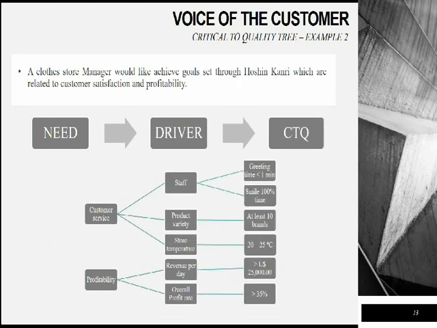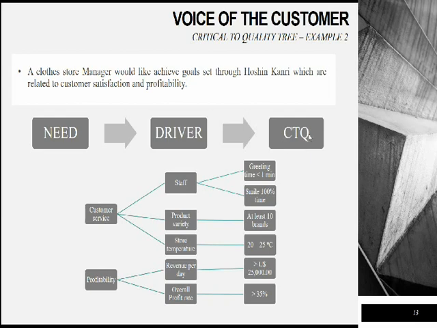Last example, we're going to talk about a closed store manager who would like to achieve goals set through hosting planning. Both goals are related to customer satisfaction and profitability. Different from the previous example, this one has two main needs, one from the customer viewpoint and the other from company viewpoint. So the needs are customer services and profitability. Both are stratified into staff, product variety, store temperature, revenue per day, and overall profit rate.